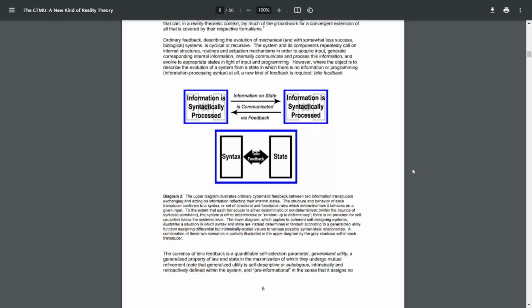Diagram 2, the upper diagram illustrates ordinary cybernetic feedback between two information transducers. And real quick, out of the connotative context of cybernetic, does anyone know what it literally breaks down to? Because I don't. I'm asking you guys. What cybernetic means in itself.